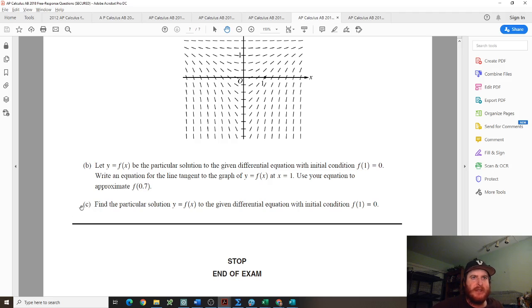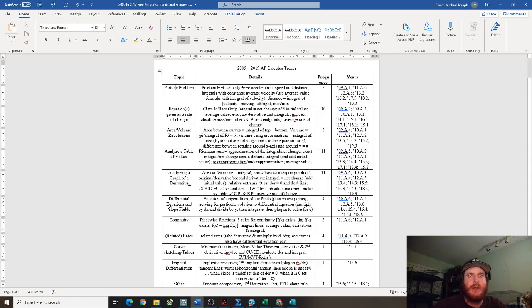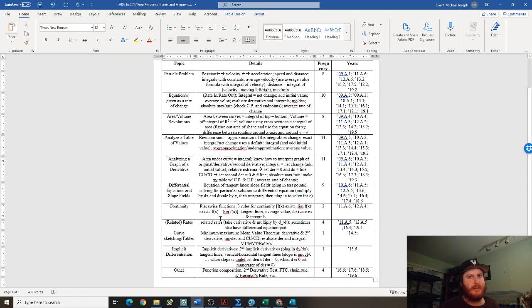Usually this one is worth 6 points out of 9. I've said this before, but this is the single most amount of points for any question on your whole AP exam, if they ask you to find a particular solution. And then everything from there is a lot smaller.